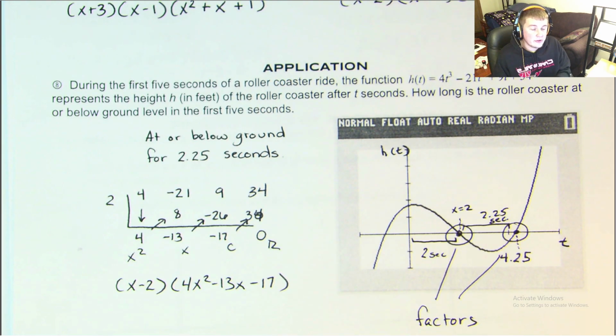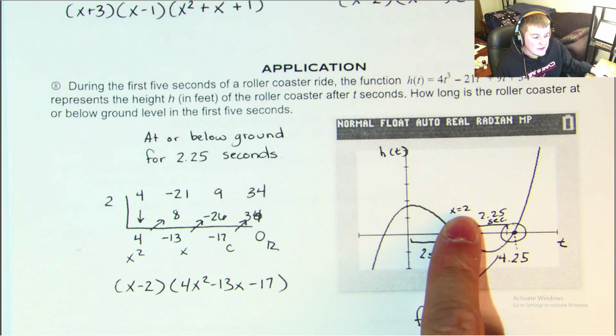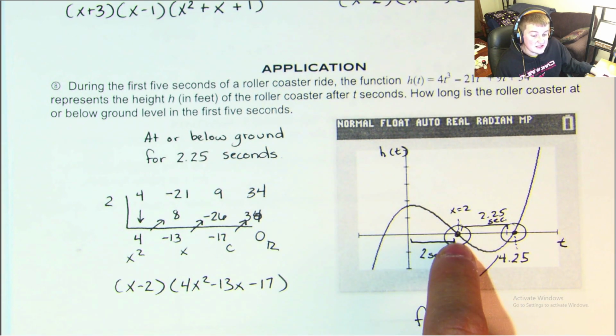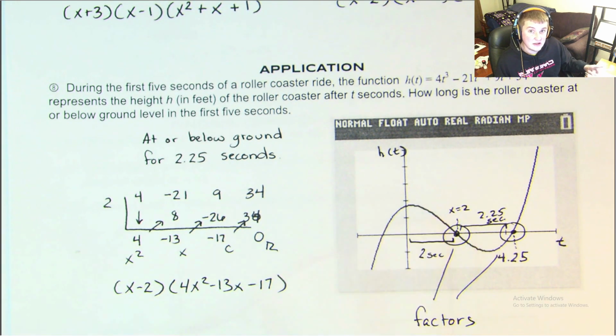They go back and forth. So again, to repeat, if I know an x value where the graph crosses the x-axis, that means the factor x minus that number is a factor. Or if I know the factor, the value that makes that factor 0 is going to be where it crosses the x-axis, and they go both directions.